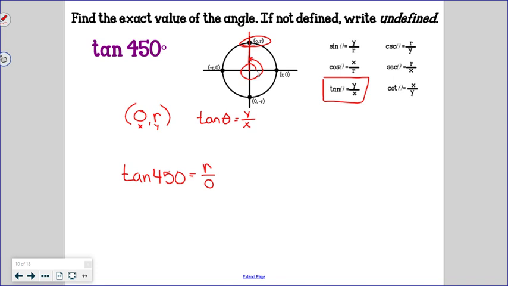If I have something over 0, what does that fraction simplify down to? Undefined. Undefined. Okay, so that's a big note for yourself right here. If 0 is in the bottom, our fraction simplifies down to undefined every time.